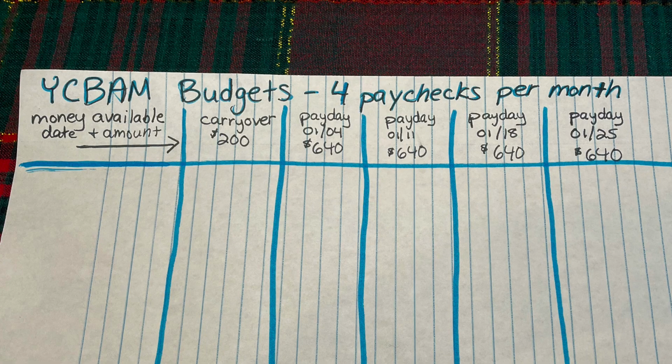If you get paid 4 times a month, this is how you set up the budget. List the 4 paydays across the top of the page. Put the date and amounts for each paycheck. In this example, you'd get paid on January 4th, 11th, 18th, and 25th. Your take-home pay, the amount deposited to your account, is $640 each payday, and the carryover is $200. Carryover is any amount you have left from last month.